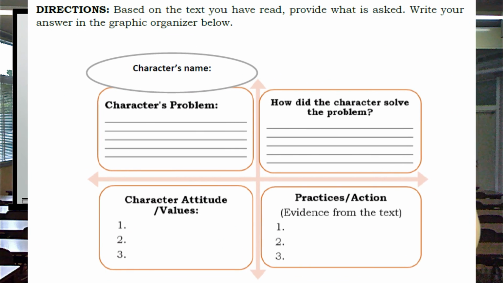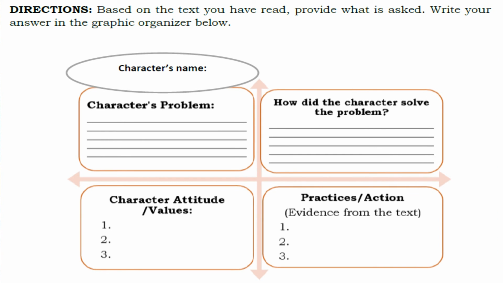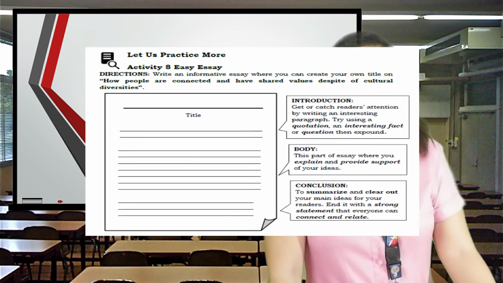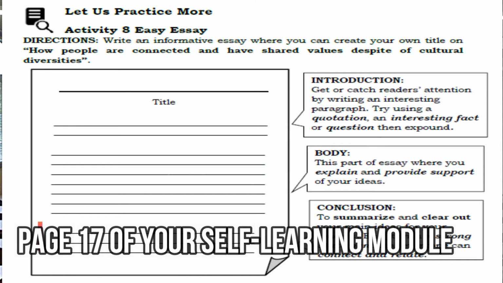Based from the text you have read, provide what is asked. Write your answer in the graphic organizer. Were you able to completely fill in the graphic organizer? That's great! Alright, let us practice more. Let's do the Activity 8, Easy Essay. Write an informative essay where you can create your own title on how people are connected and have shared values despite of cultural diversities. Please refer to page 17 of your self-learning module.